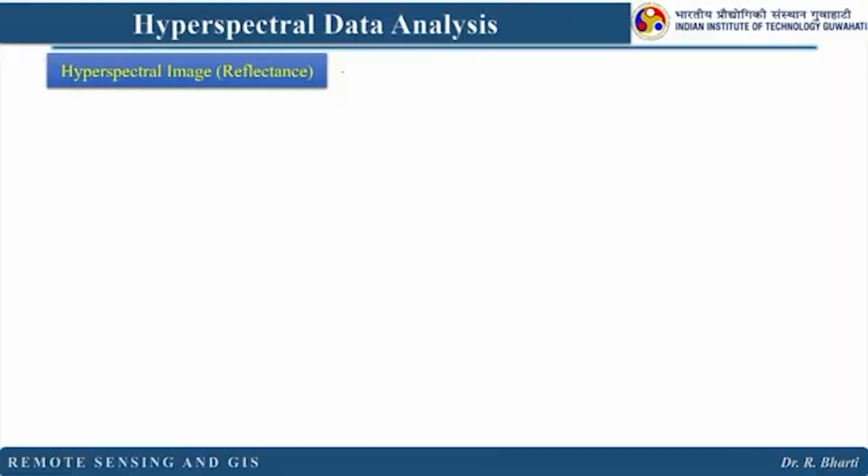I am going to show you what are the different steps we follow in hyperspectral remote sensing data analysis. So, the first step is hyperspectral image. So, you need to convert this hyperspectral DN number into reflectance image, because reflectance are the unique information. So, here I am considering Hyperion.